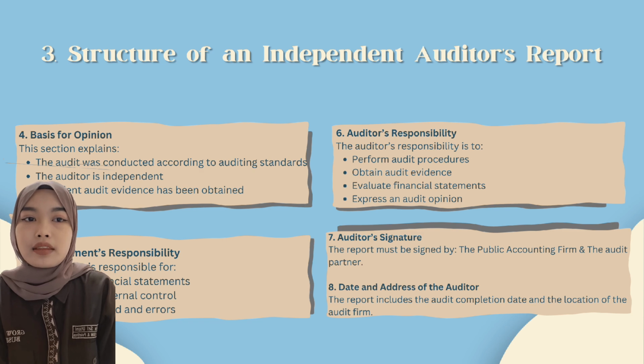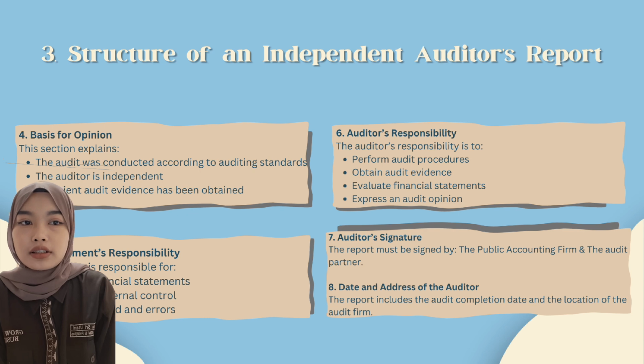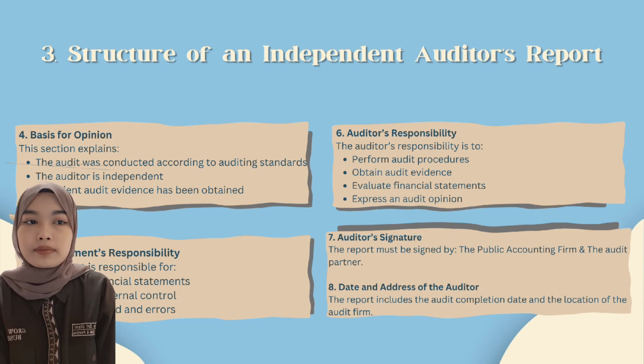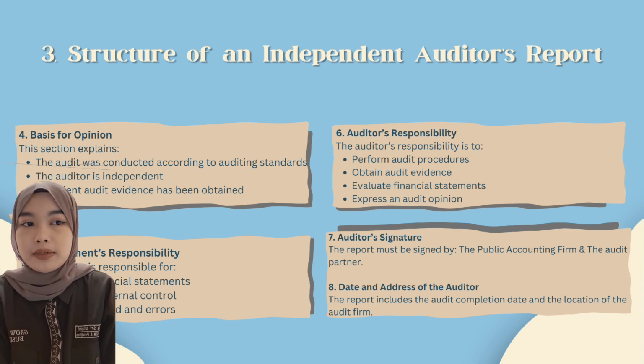And next, basis for opinion. This section explains the audit was conducted according to auditing standard. The auditor is independent. Sufficient audit evidence has been obtained. And management's responsibility. Management is responsible for prepare financial statement, maintaining internal control, preventing fraud and error. Auditor responsibility. The auditor responsibility is to perform audit procedure, obtain audit evidence, evaluate financial statements, and express an audit opinion.